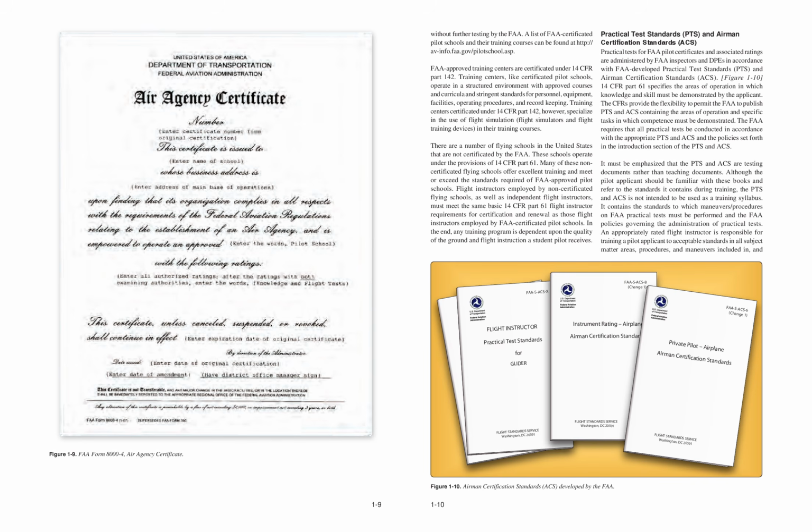Practical Test Standards, PTS, and Airman Certification Standards, ACS, practical tests for FAA pilot certificates and associated ratings are administered by FAA inspectors and DPEs in accordance with FAA-developed Practical Test Standards, PTS, and Airman Certification Standards, ACS. Figure 1 to 10. 14 CFR Part 61 specifies the areas of operation in which knowledge and skill must be demonstrated by the applicant. The CFRs provide the flexibility to permit the FAA to publish PTS and ACS containing the areas of operation and specific tasks in which competence must be demonstrated.